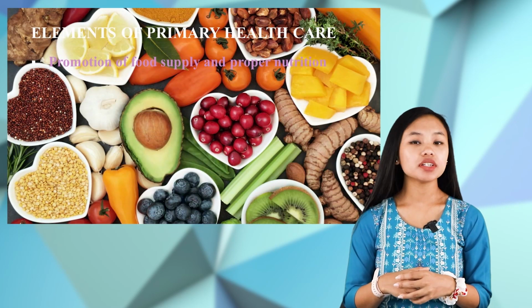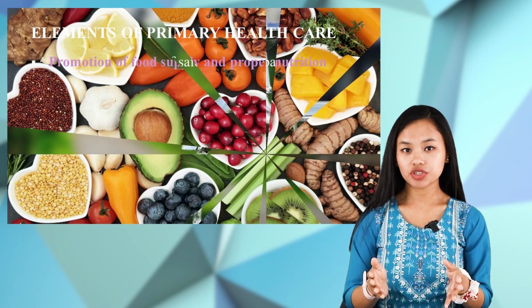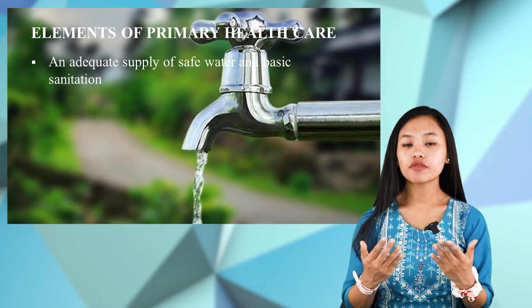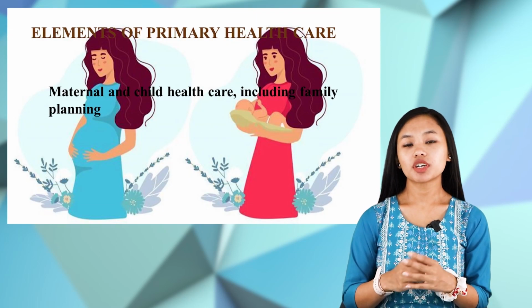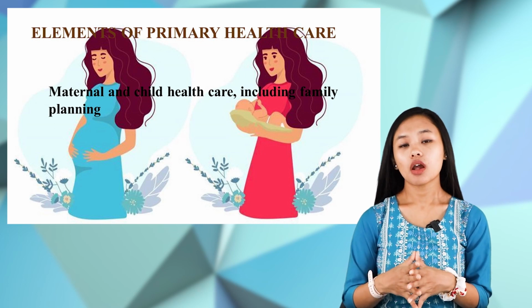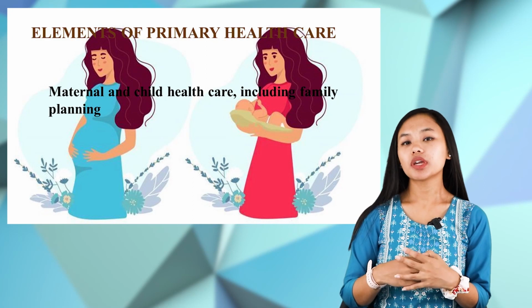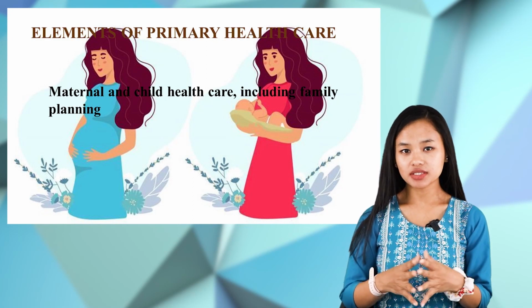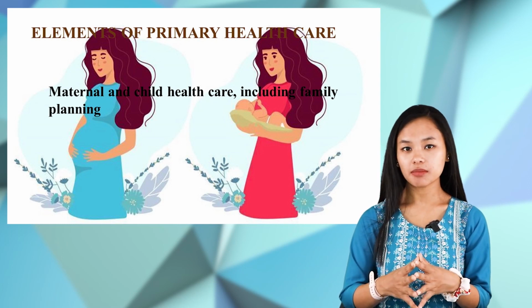The next one is the promotion of food supply and proper nutrition. The third is the adequate supply of safe water and basic sanitation. The next is the maternal and child health care, which can also include family planning. So here we can also provide care to the mother as well as the child, and we can also help the couple in planning their family.